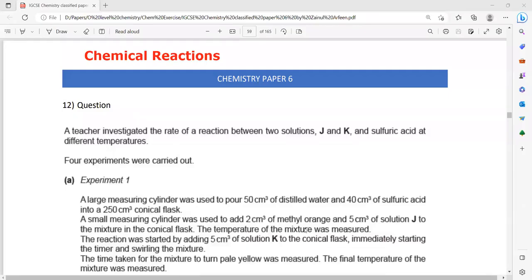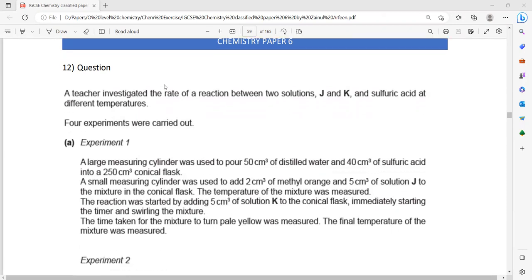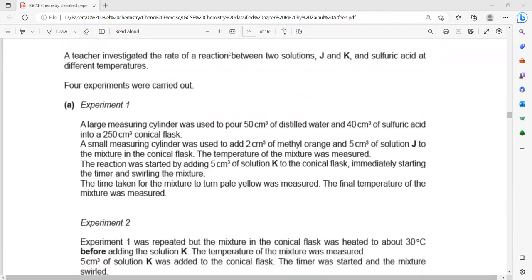Question 12 from topic chemical reactions. A similar question you will find in chemical reactions, in which normally you investigate either the rate or the speed of a chemical reaction by measuring the volumes or the time for a printed text to disappear if precipitates are formed.